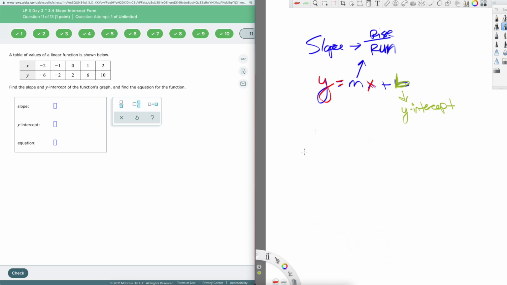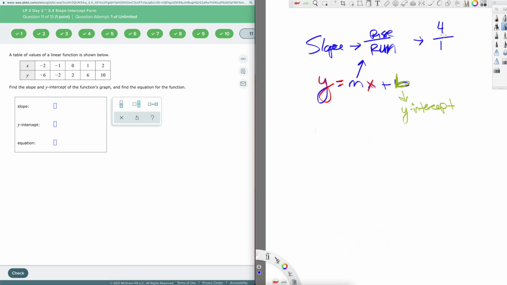I'll change this to blue. We're going up by 1 for run. And then if I look at y, it looks like I'm adding 4. I know it's going negative, negative, but I'm getting closer to 0. Then -2 to +2 is a jump of 4 again. 2 to 6 is an easier one to see, it's going up by 4. And 6 to 10, it's going up by 4. So my slope is 4 over 1, or just 4.